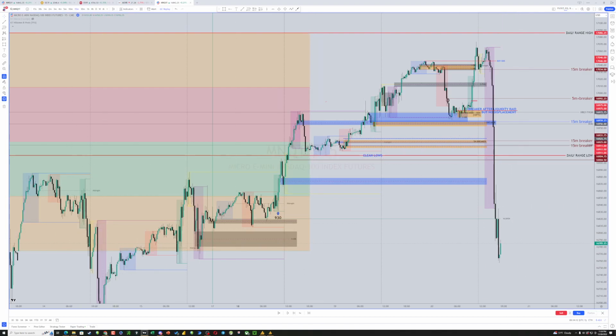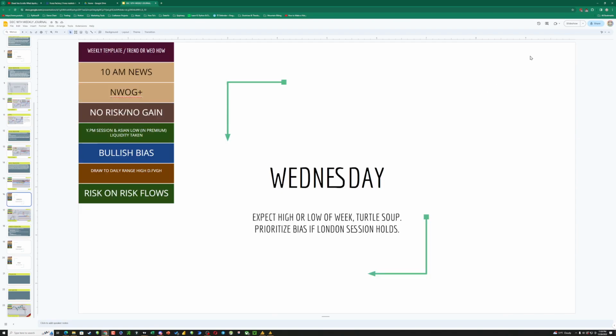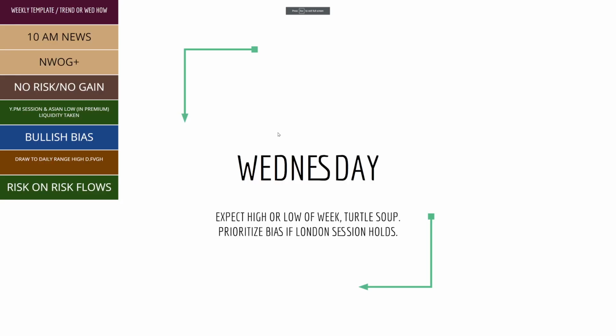So as you go to the presentation, let's bring this over here real quick. We'll just cover this real quick. Wednesday, of course, the weekly template is a trend potentially, or Wednesday high of week. So it looks like Wednesday might be the high of the week. We'll find out. There was 10 a.m. news, which produced a big run up. We're above the new week opening gap. We were. I didn't take any longs.